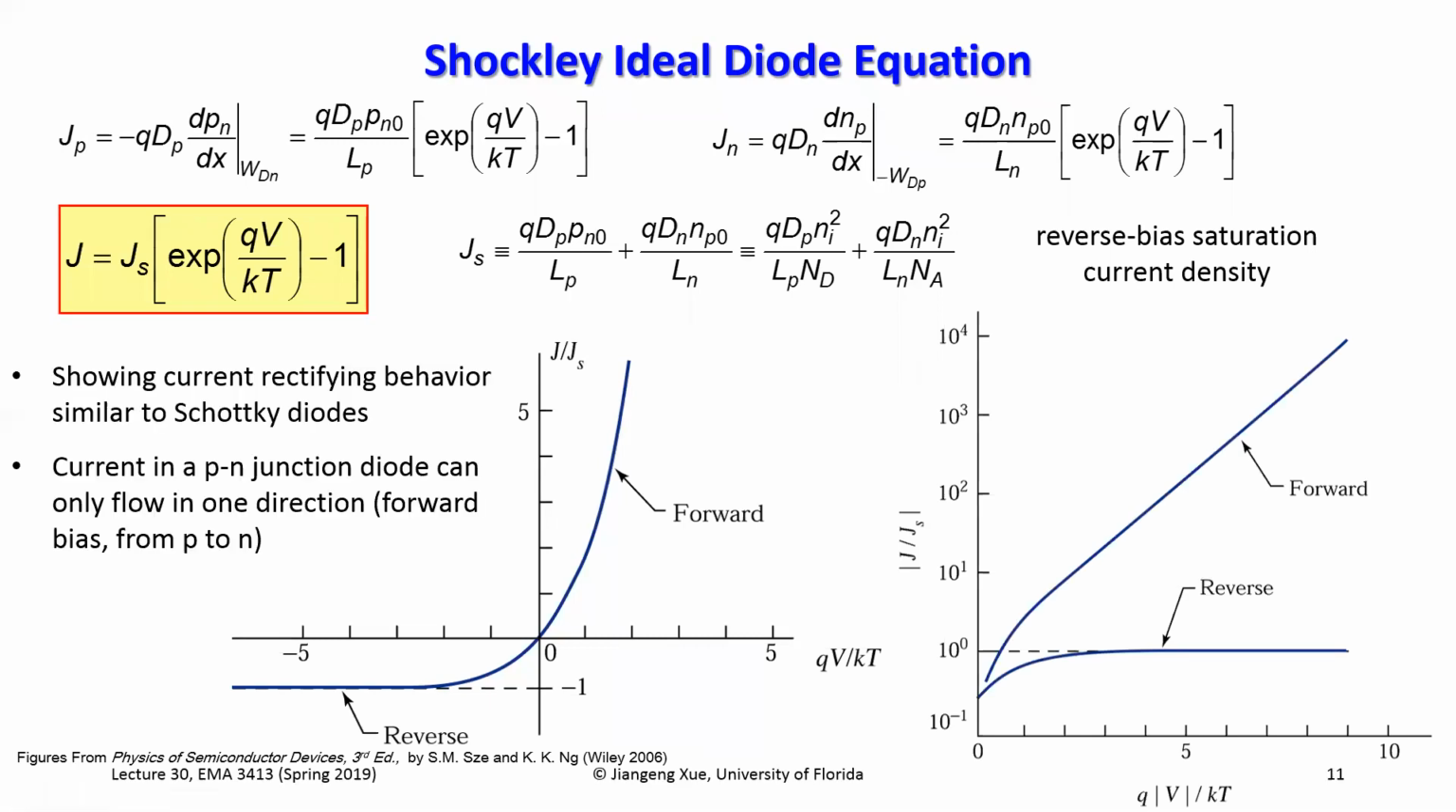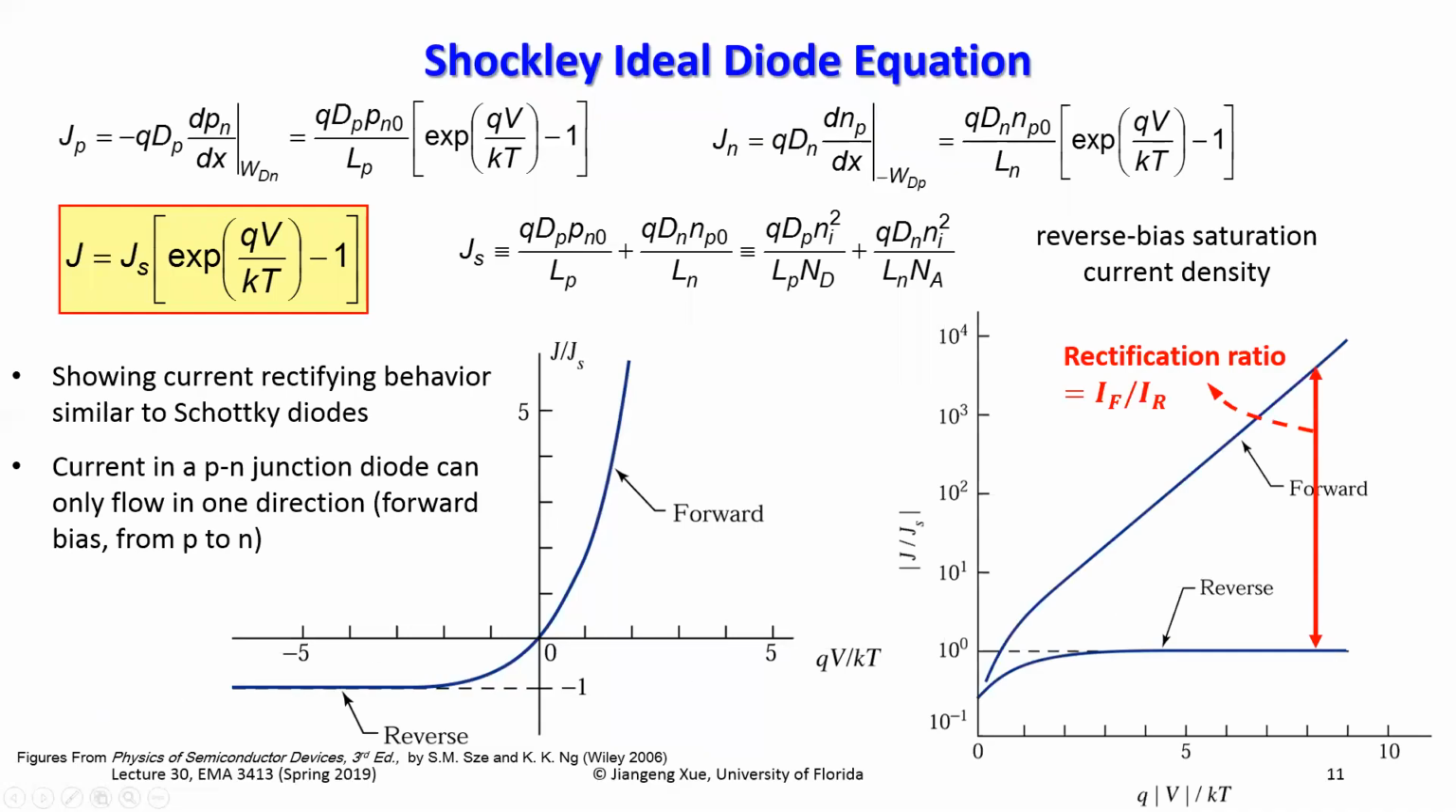So again, the rectifying behavior is such that the current only goes in the forward direction. On the reverse bias, it's basically nothing. So you can actually calculate the so-called rectification ratio by looking at the ratio of the forward to reverse bias current at a particular voltage. And obviously, this rectification ratio is very, very high. So this is the end of the review.